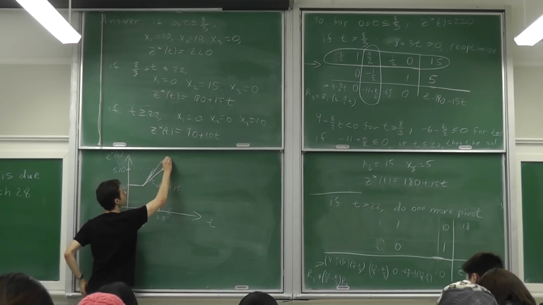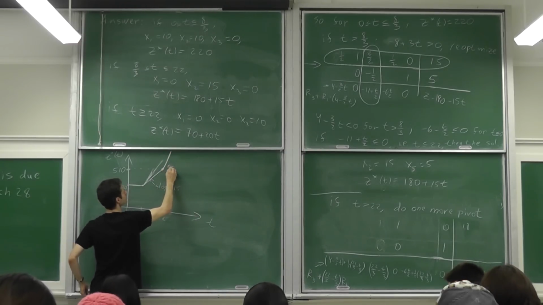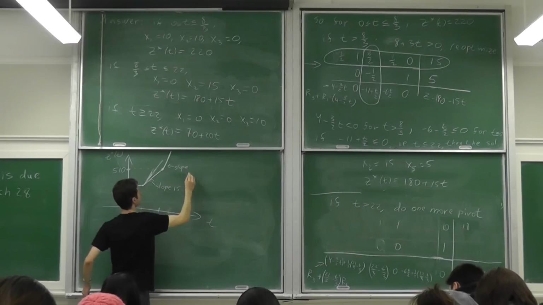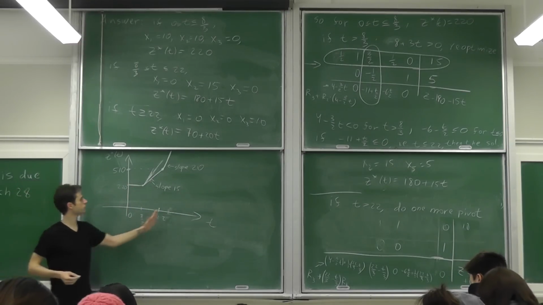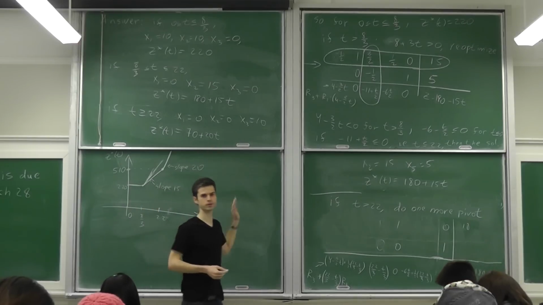So here we have such a function, with slope 20. And this goes on all the way to infinity.